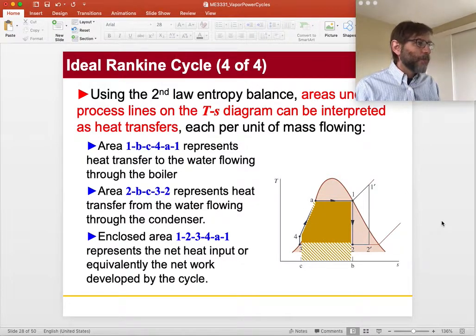Does it make sense to you? All right, so that's the ideal Rankine cycle, not the ideal superheated Rankine cycle, which is shown as 1', 2'.